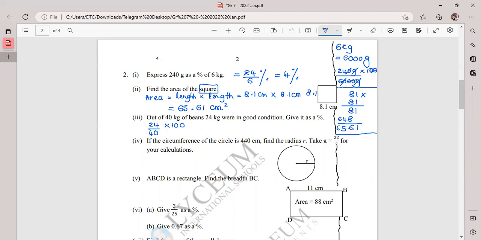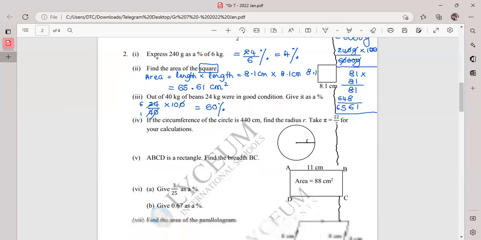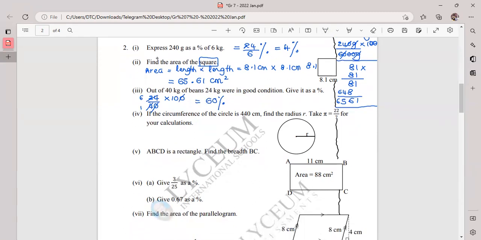And as we need to write this as a percentage, children, we want to multiply it by 100. So you can simplify it like this. 4 times 1 and 4 times 6. So then 6 times 10, it is 60%, right? Then we'll move to question number 4. If the circumference of the circle is 440 centimeters, find the radius.